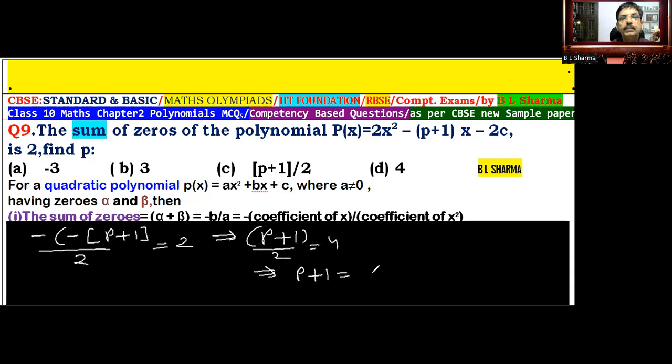So p plus 1 will be 4. So p will be 4 minus 1, that is 3. So the value of p will be 3. B is the correct option here.